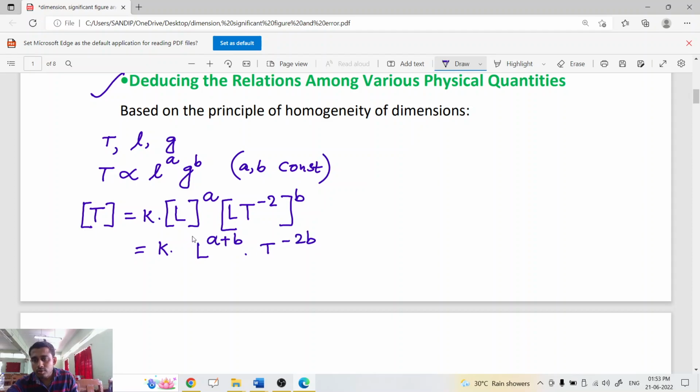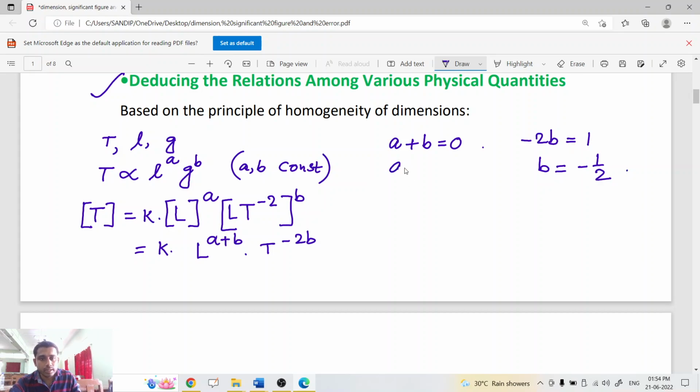Okay, now we compare both sides. On the left side there is no term L, so comparing, a plus b is equal to 0, and also minus 2b is equal to 1, comparing the dimension of T. So from these equations we can easily find the value of b, that is b is equal to minus half. Putting the value, we get a equal to positive half.